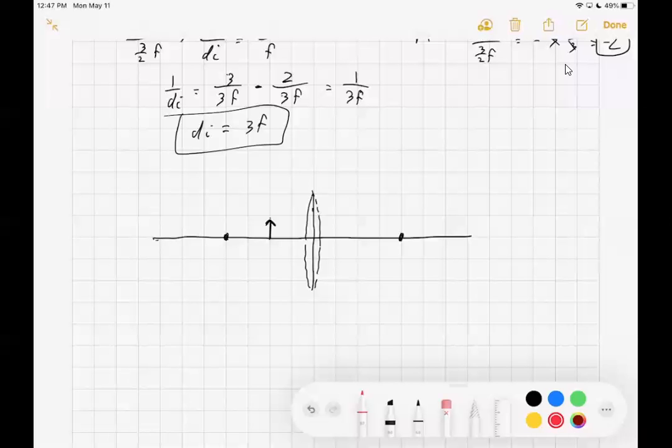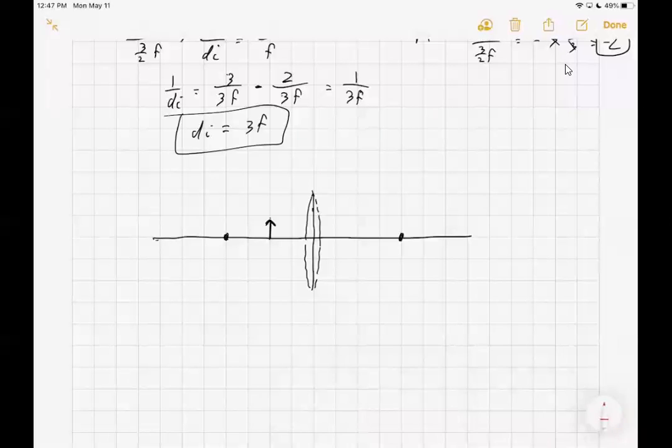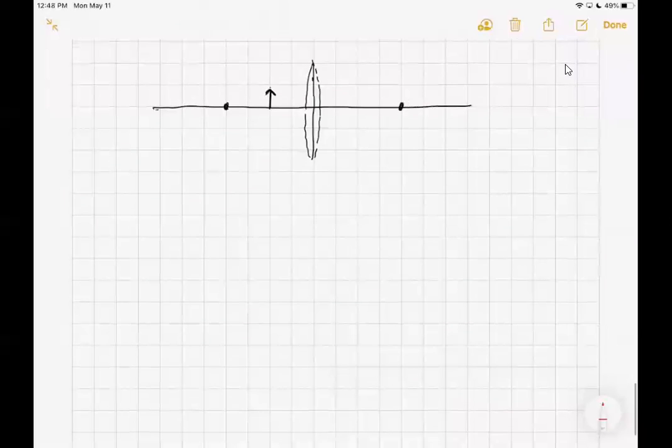Okay, so here I've redrawn everything. And let's see, we have a lens. I made the focal points further out, so it's a weaker lens. As f gets bigger, the strength of the lens gets weaker. I'll talk about that in just a moment briefly.